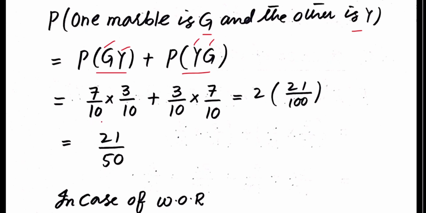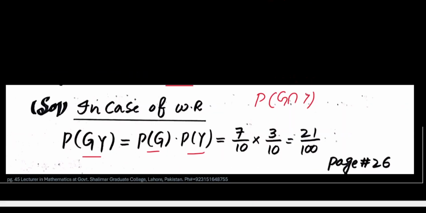You will see both of the probabilities will be the same, either it is green to yellow or yellow to green. This is 7 by 10 times 3 by 10, plus 3 by 10 times 7 by 10. This is 2 times 21 by 100, that is 21 over 50. You can see this from the tree diagram.